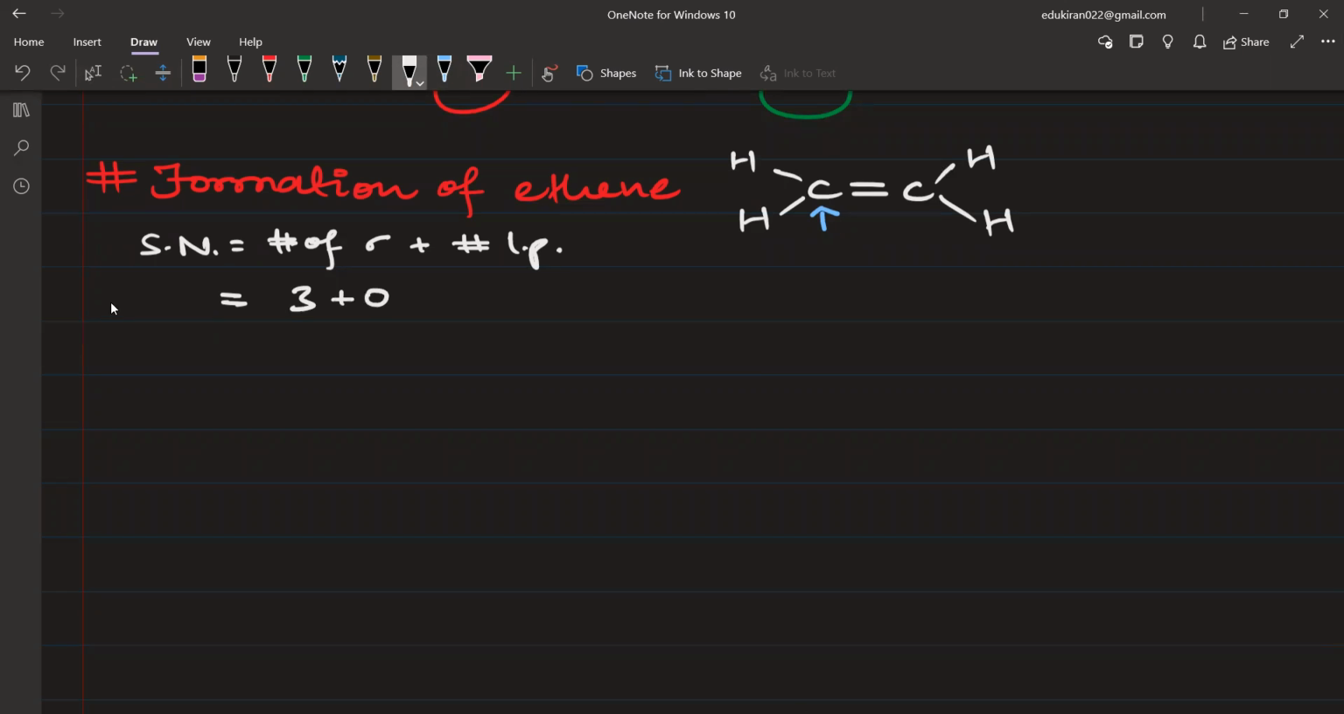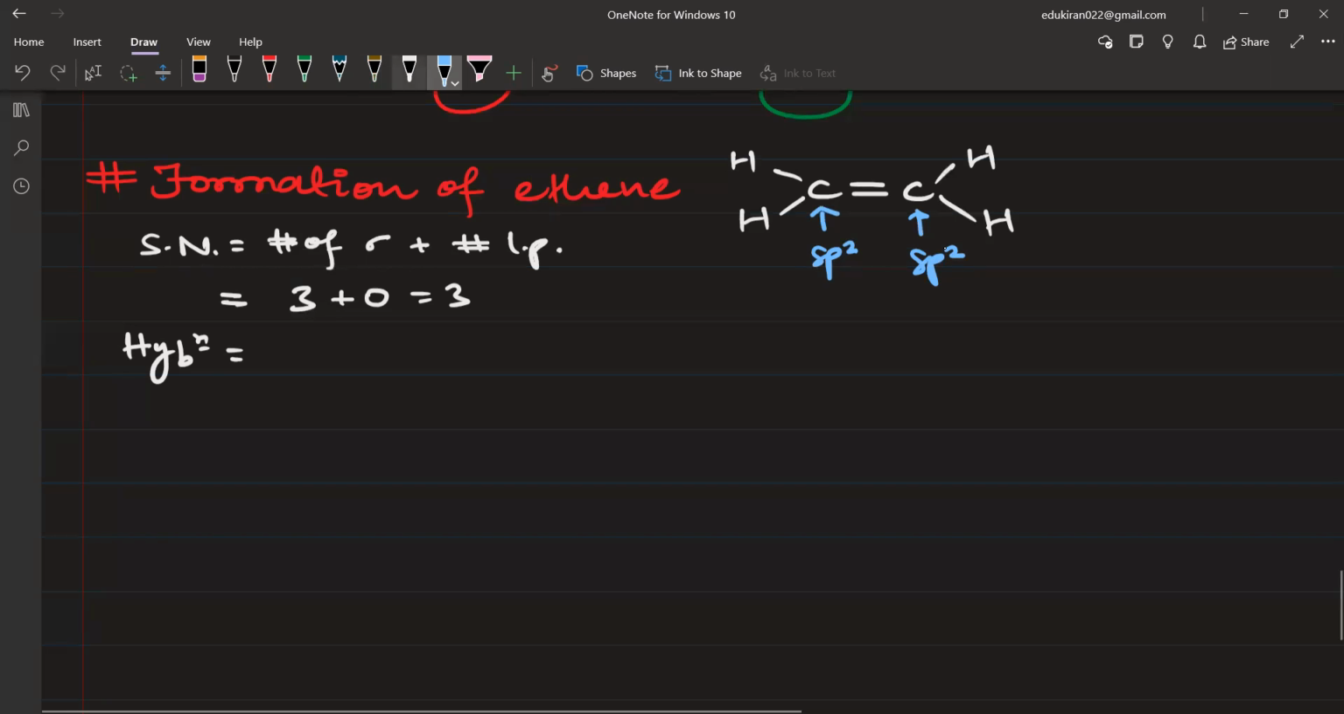Yes, sir. So what will be the hybridization? Look at the table that we have drawn in the starting of the class. What will be the hybridization? sp2. Very good. So both of these carbons will have sp2 hybridization, okay? Both of these will have sp2 hybridization.